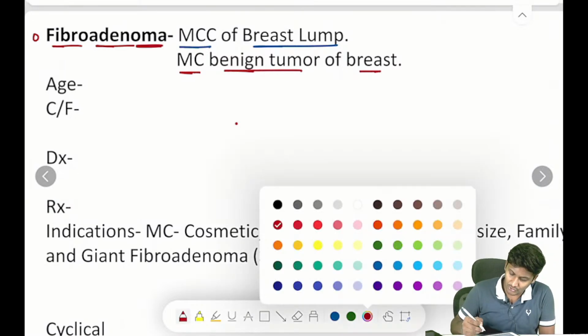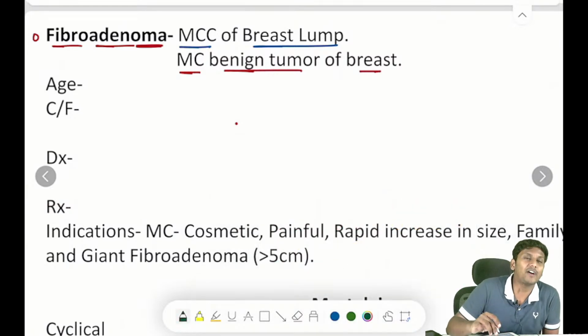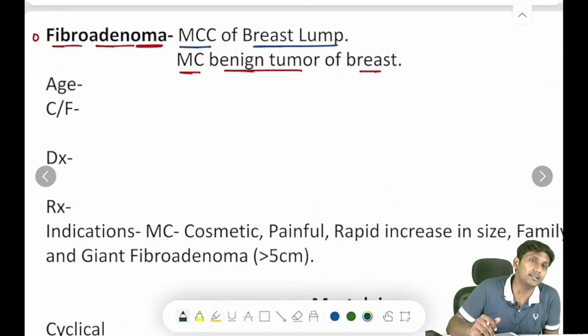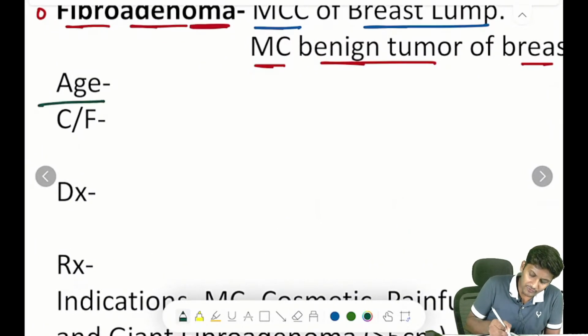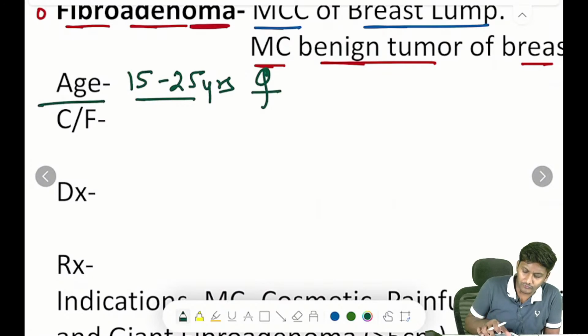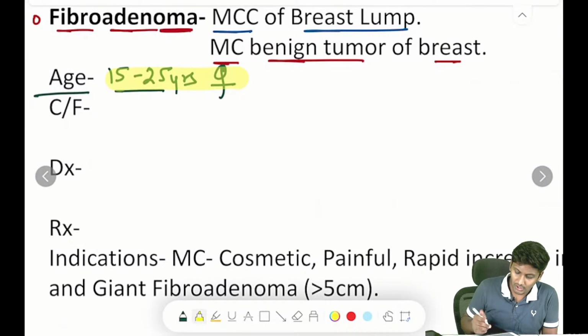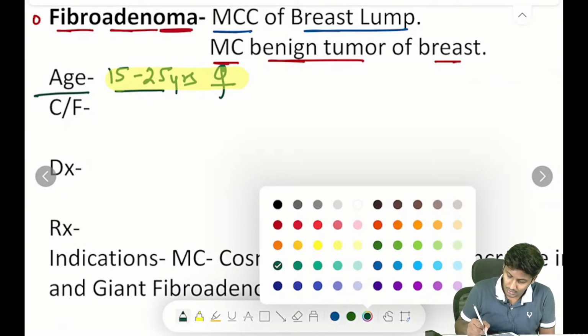If I talk about the age group which is commonly involved, you have to remember fibroadenoma breast is more common in the younger age group. It is more commonly seen in young females. Okay, that is usually the adolescent or young females, that is 15 to 25 years of age group. It is very common in patients between 15 to 25 years of age group.